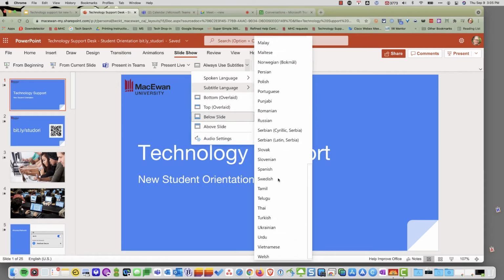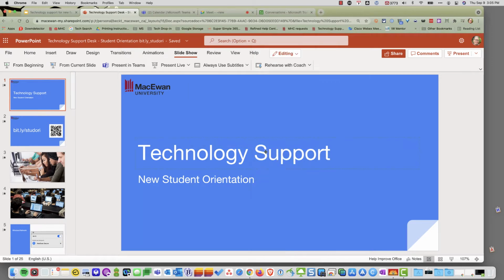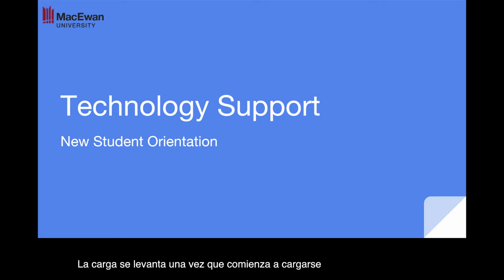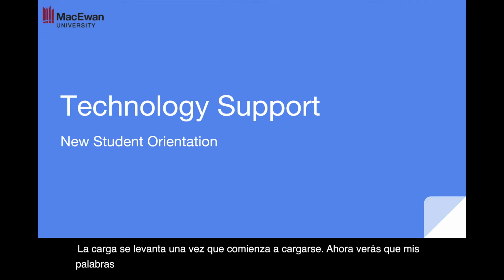I'm going to pop down and find my Spanish here. And when I click on always use subtitles, that means that as soon as I start my presentation, the subtitles kick in. There's also an icon on the presentation that allows you to start them from there. So we'll just give this a second to load up. And once it starts to load up, you'll now see that my words are automatically translated quickly into Spanish.